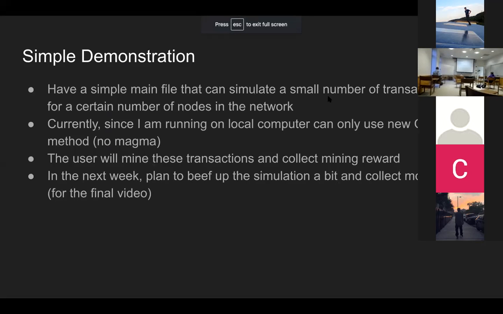Yeah, so in the next week, I also want to beef up the simulation a bit and be able to collect more data for the final video. So that I just have more to show off, but I've been focusing a lot recently on implementing a digital signature algorithm. So that took a lot more time.